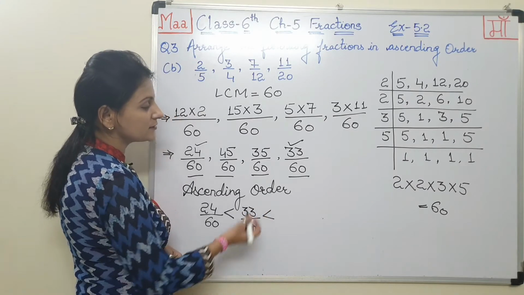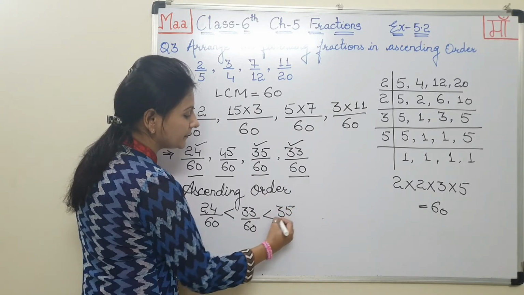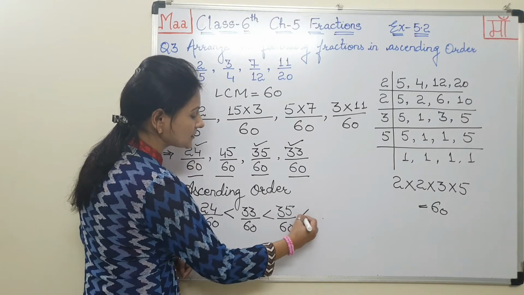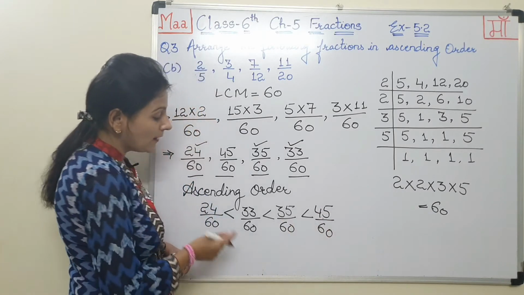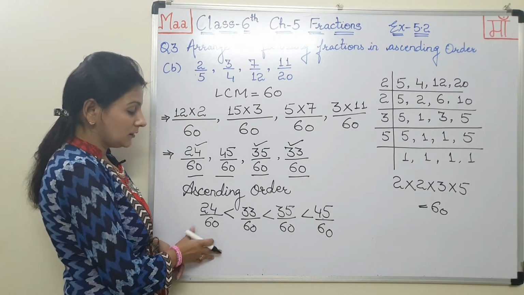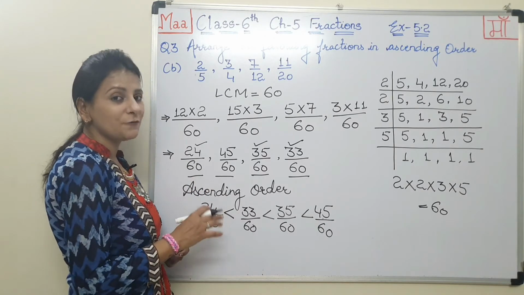After 33/60 will come 35/60, and after 35/60 will come 45/60. Now, after writing the arranged ascending order, we will write its original fractions also.